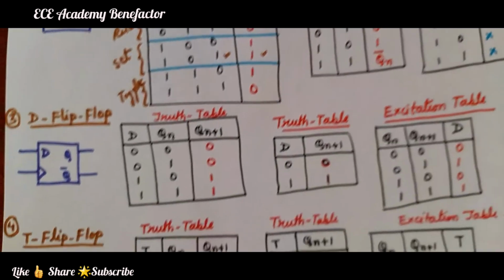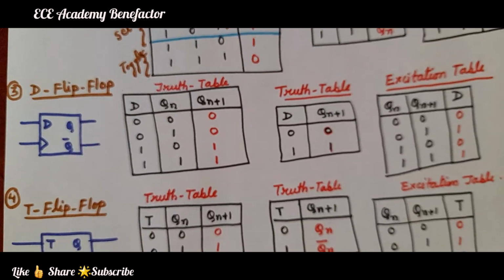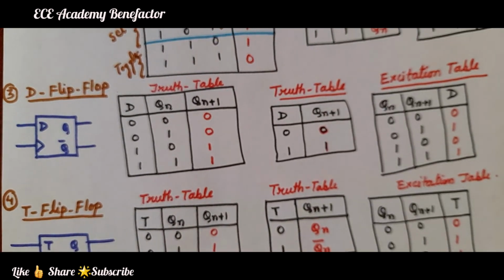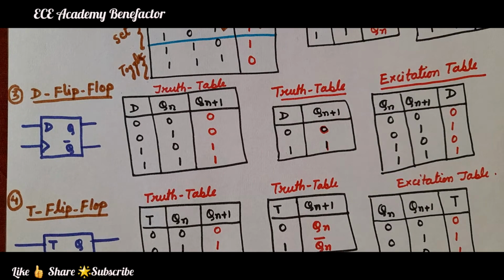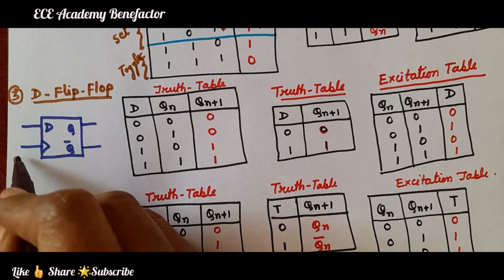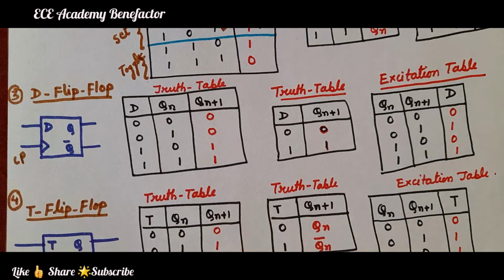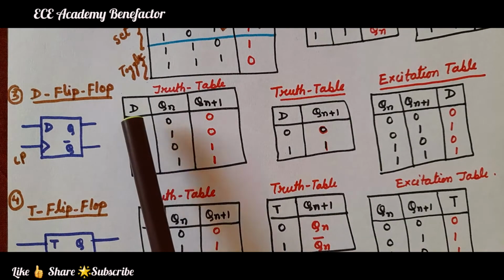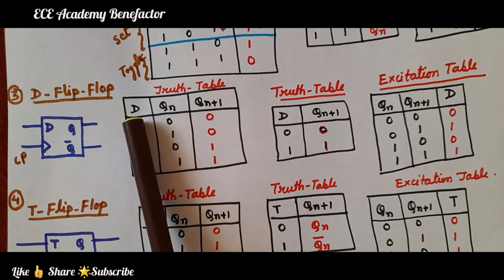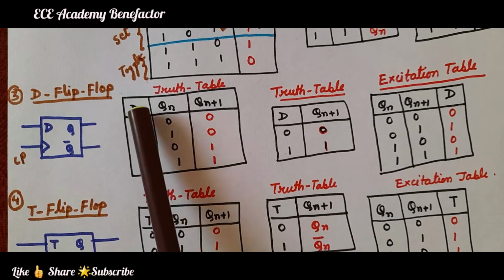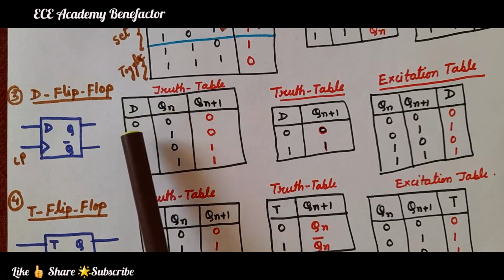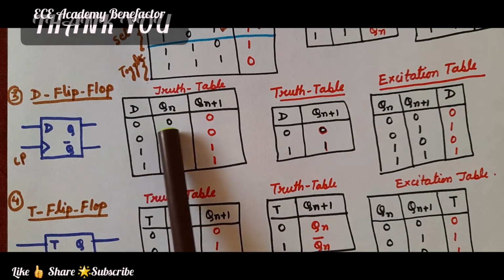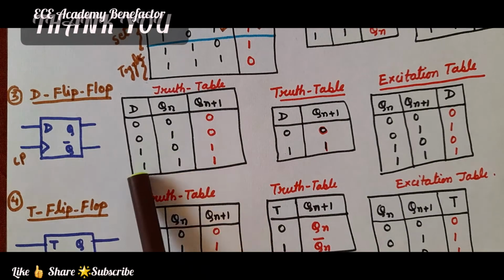Coming to the D flip-flop, the D flip-flop is a single input flip-flop. CP is the clock pulse. Coming to its truth table, the input variables are D and Qn. So we have written that table for D and Qn. For two variables we can write 4 combinations: 0 0, 0 1, 1 0, 1 1.